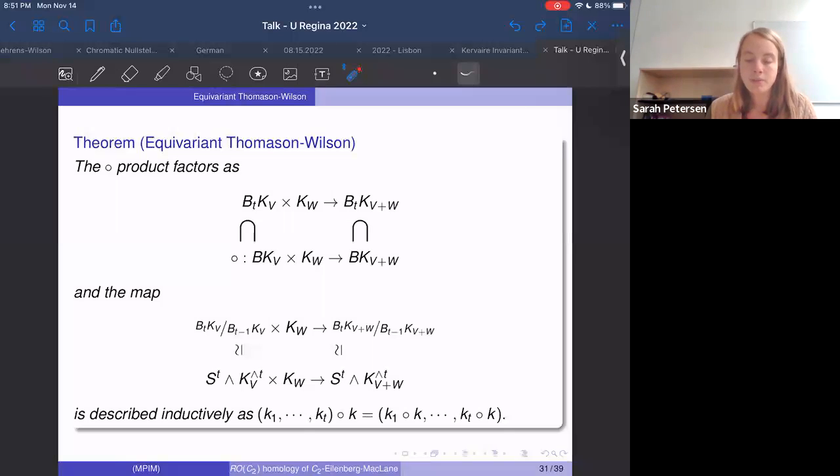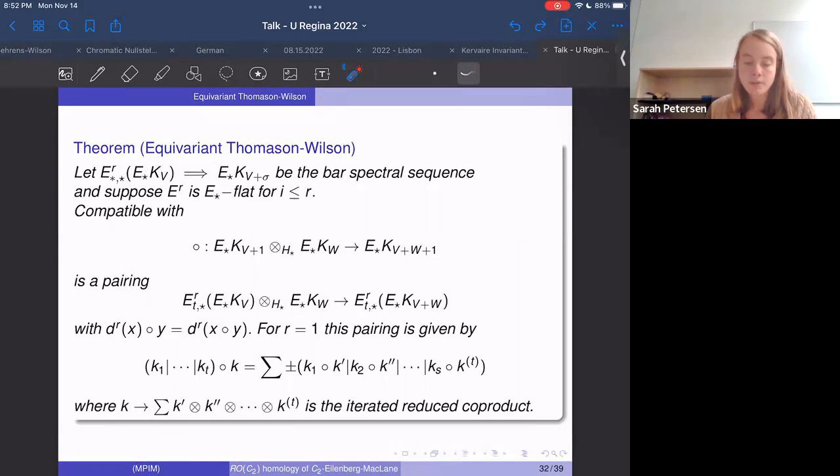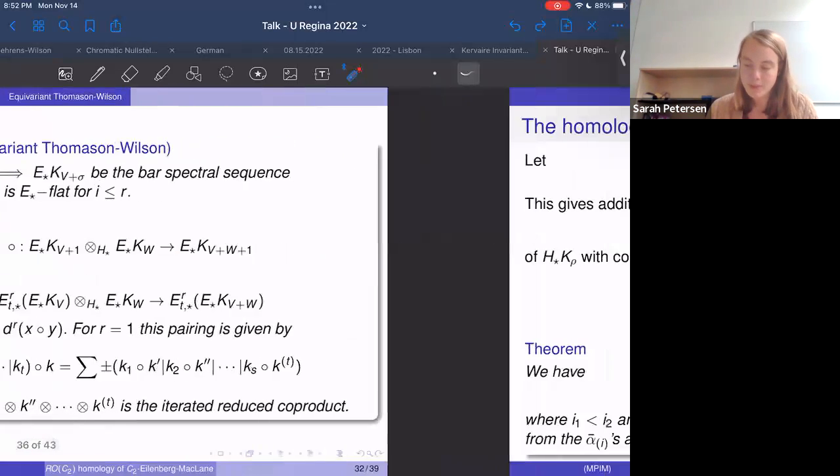And to do that, it's useful to notice that an equivariant version of the Thomason-Wilson theorem does in fact hold, and that the circle product still does factor through the bar construction, and that the map on the associated graded pieces can once again be described inductively, which leads to an RO(C2)-graded bar spectral sequence pairing with one additional hypothesis, because RO(C2)-graded homology with coefficients in the constant Mackey functor F2 isn't guaranteed to be flat. You do need to have a flatness criterion, but as long as you have that, you still have the same sort of spectral sequence pairing that on the E1 page, once again, does have a very explicit form given in terms of circle products and iterated reduced coproducts, which are both things that can be computed very explicitly.